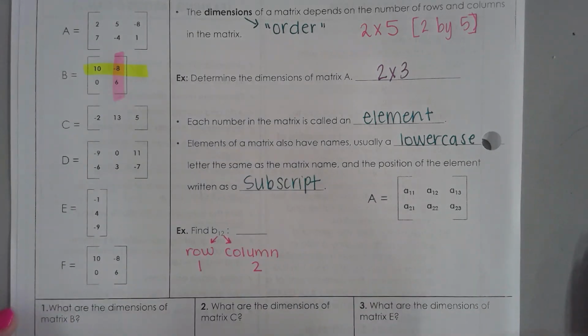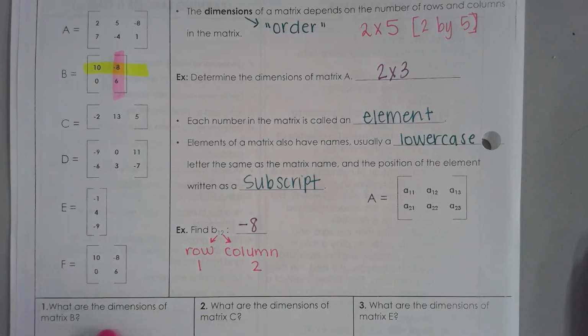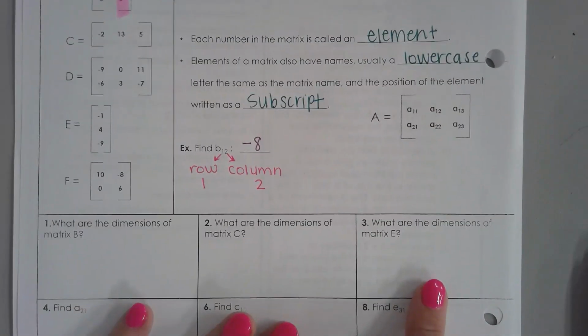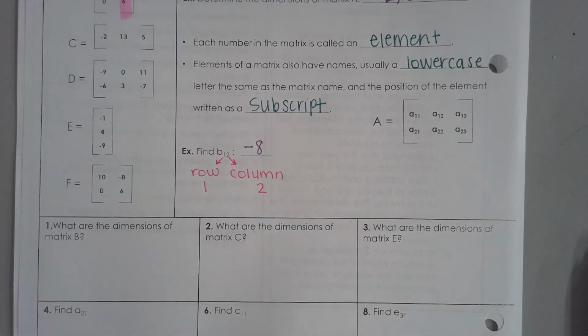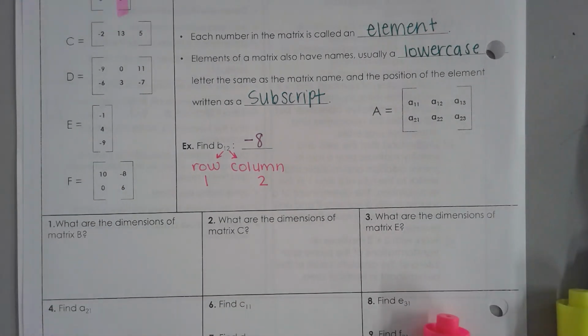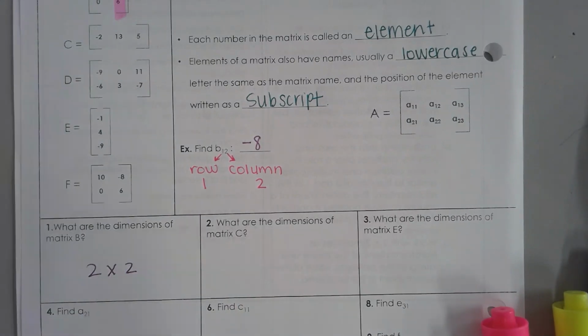I want you to work questions 1, 2, and 3. They ask about the dimensions. I've given you 3 matrices. I want you to write down the dimensions, like a 2 by 3. And I'm going to call on some of you to give me the answer. Matrix B, Jared, what'd you get for question 1? 2 by 2 is correct. Jace, question 2.